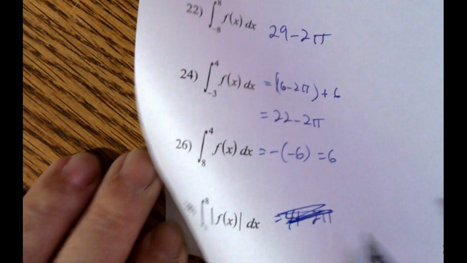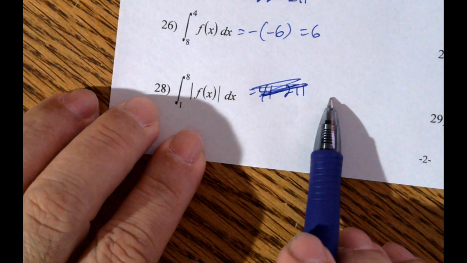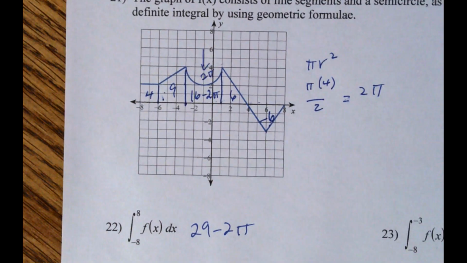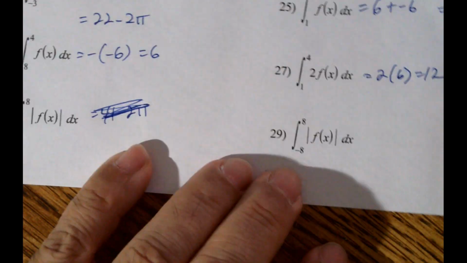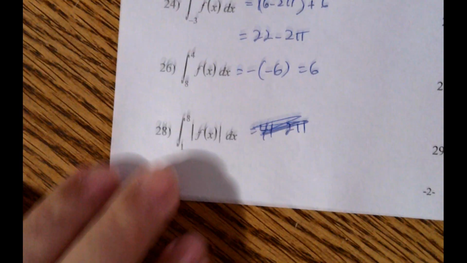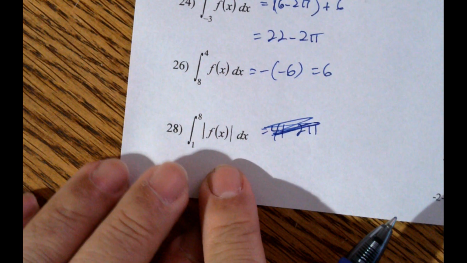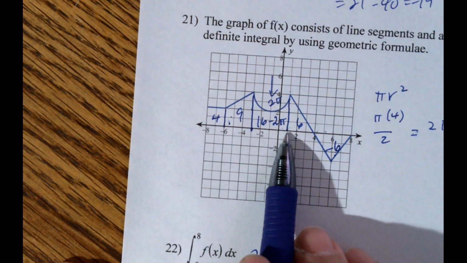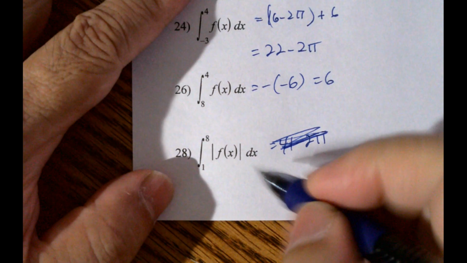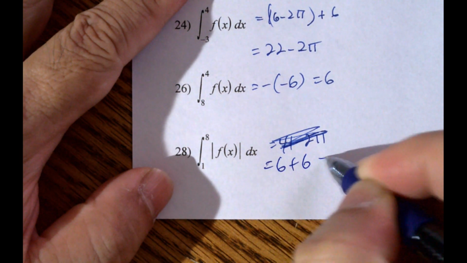So that was wrong. The 41 minus 2 pi, that's going from negative 8 to positive 8, so I just did number 29. For 28, this one's going from 1 to 8 absolute value. 1 to 8 is positive 6 plus positive 6, so that's 12. So I just did it backwards. All right, 6 plus 6 is 12.